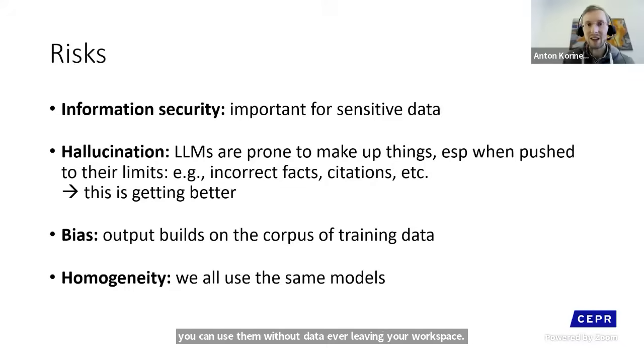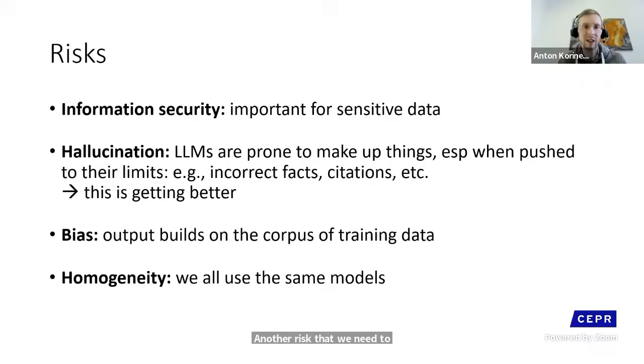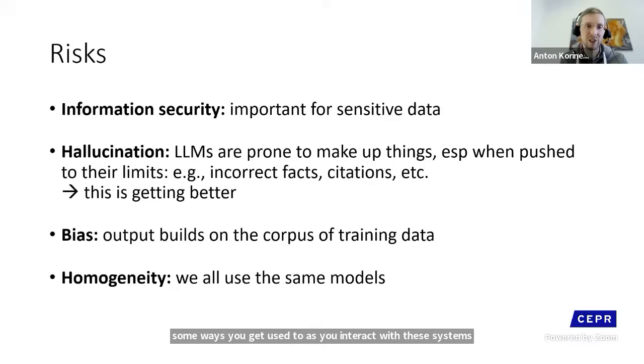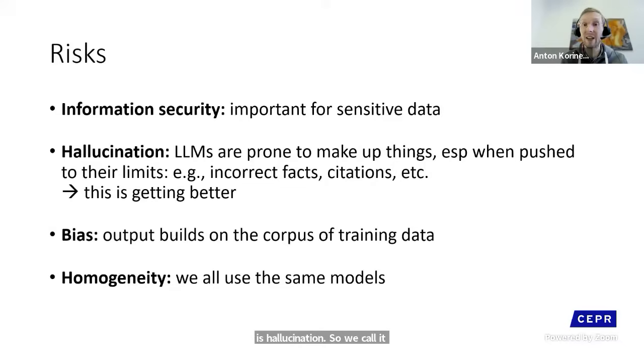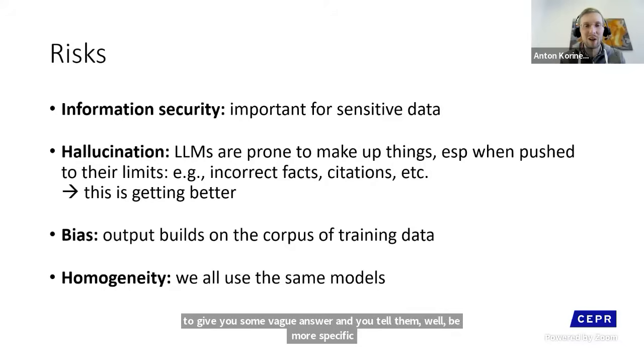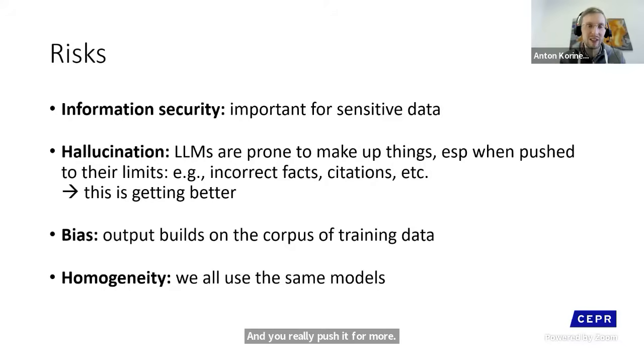Another risk that we need to be aware of, and that in some ways you get used to as you interact with these systems, is hallucination. We call it hallucination when language models make things up. And this happens nowadays, especially when you push them to their limits. When you ask them something and they give you some vague answer and you tell them, well, be more specific, and you really push it for more, then you can oftentimes make these models hallucinate.